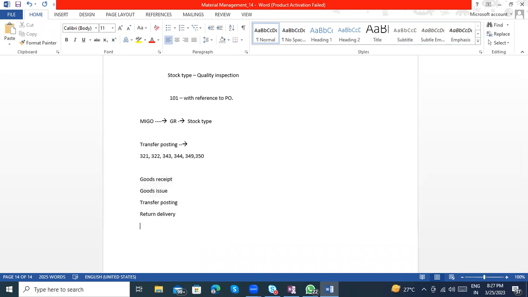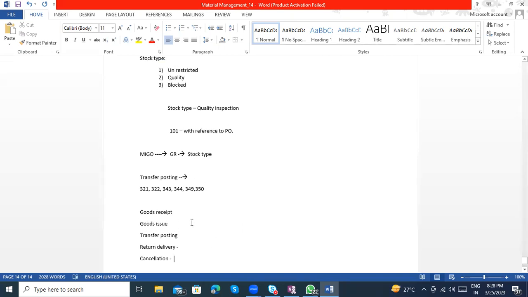Other than this one, cancellation. So what is the difference between cancellation and return delivery? In return delivery, we'll return the product and we'll get another product as a good quality product. For cancellation, we'll cancel the entire stock whatever we received. So when we are using cancellation, in case I mistakenly posted the document or mistakenly entered the data wrongly, then if you want to cancel the document, you can cancel it.